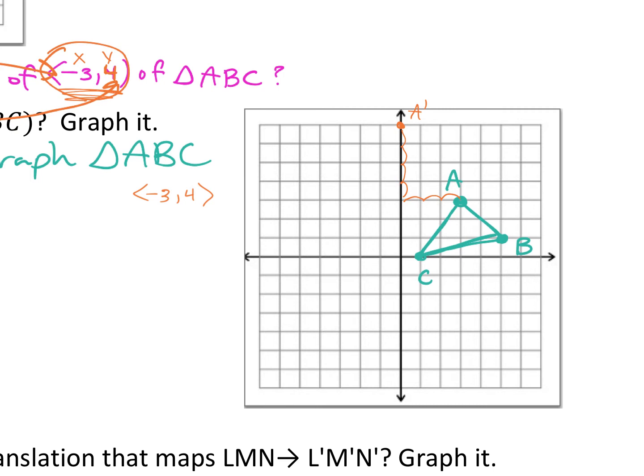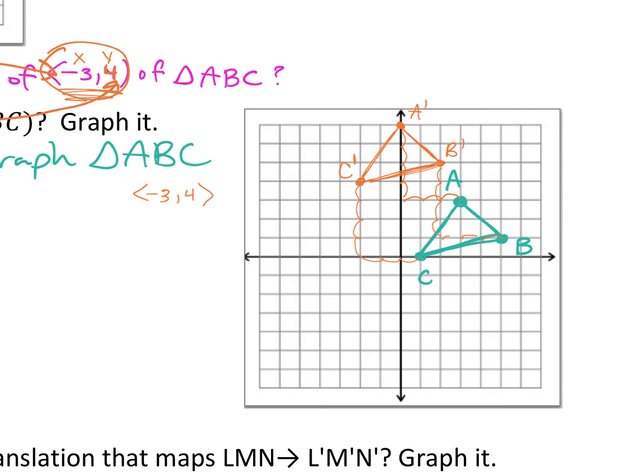Then I'm going to do it again. Letter C, 3 to the left, 1, 2, 3, 4 up, and that's my C prime. And then I'm going to do it again. 1, 2, 3 to the left, 1, 2, 3, 4 up, and that's my B prime. So my new triangle looks like that.